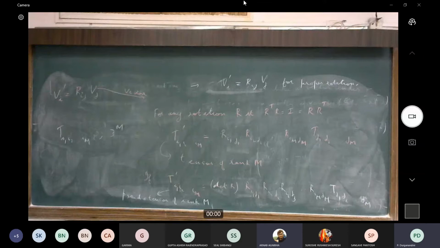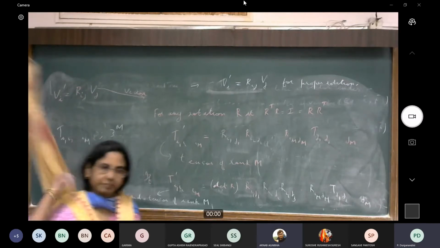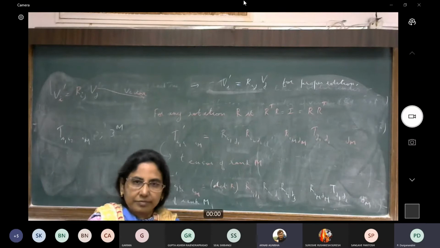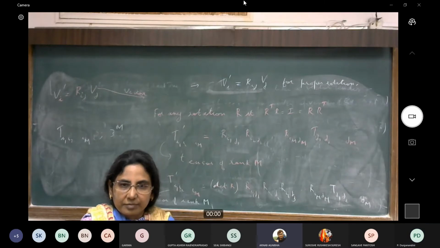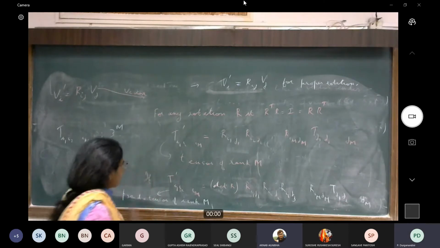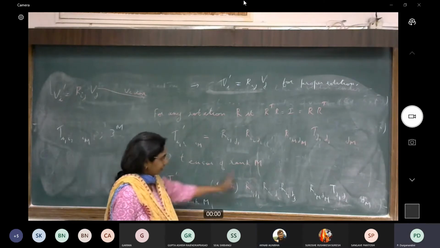Ma'am? Yes. Inversion is an improper rotation, right? Yes, that's right. So this definition of a pseudo tensor, is it restricted only to inversion, or in general to any improper rotation? It is true generally, for any rotation.